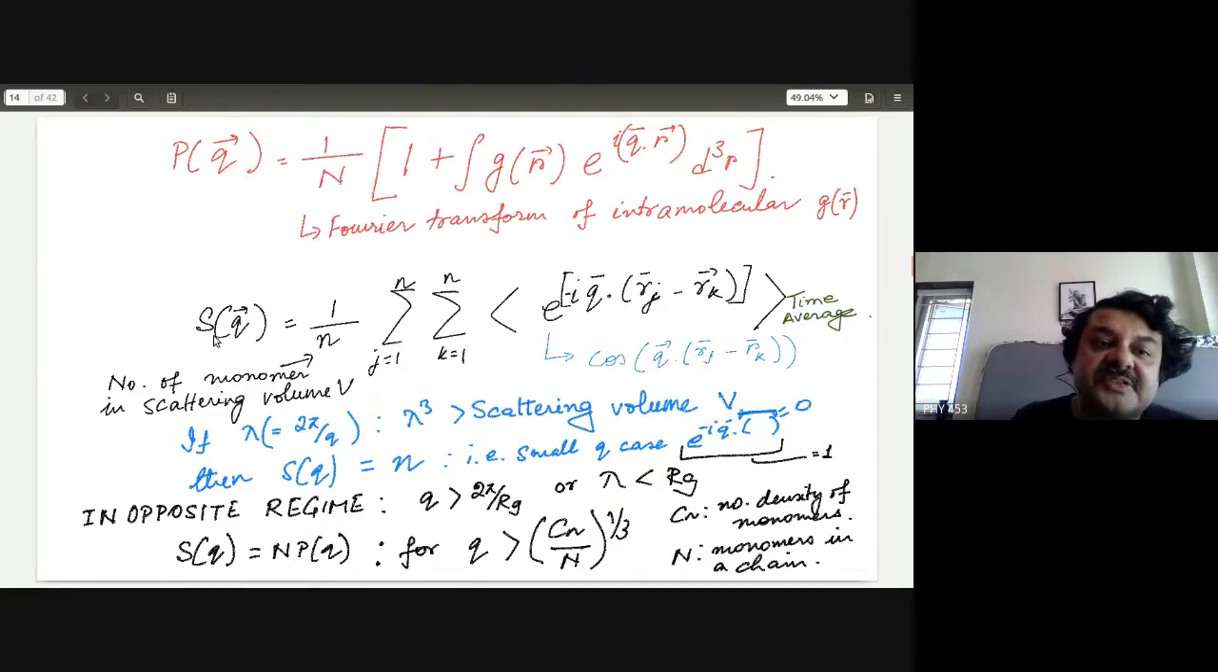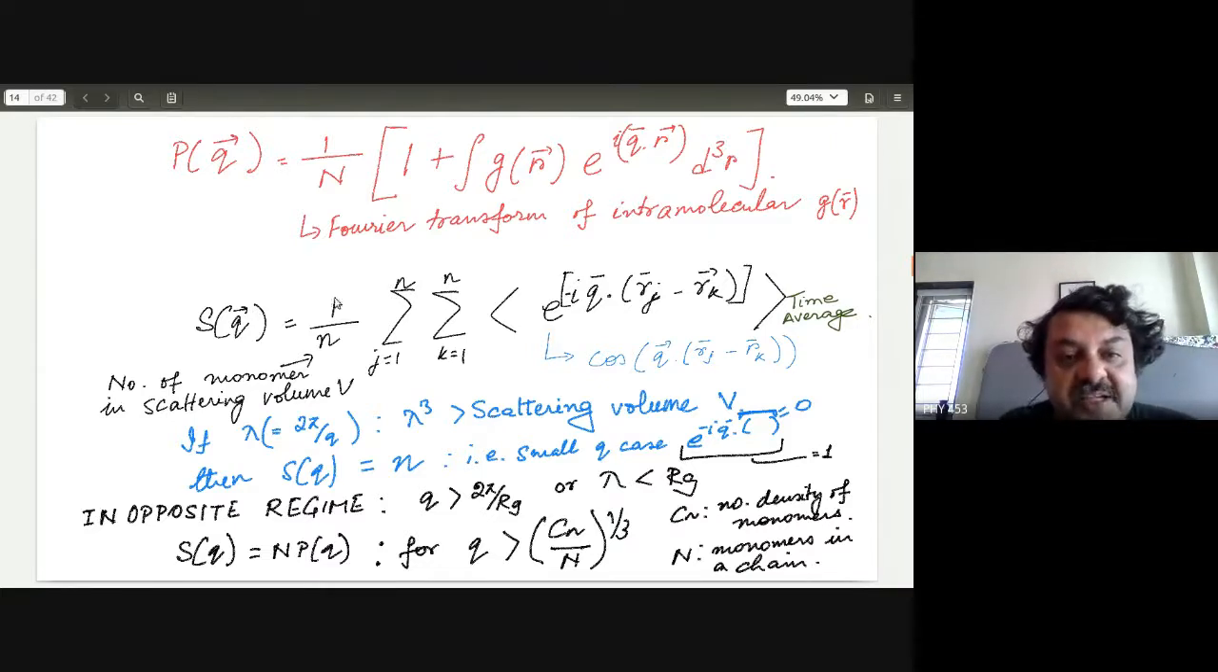Whereas the structure factor, S(q), is defined as 1 by N, where N is the number of monomers in a scattering volume V. You typically refer to the structure factor when you are talking of intermolecular scattering, when you're trying to figure out the conformations, the structure, the g(r) of one molecule versus another, and that's when you typically use S(q). P(q) is intra, S(q) is intermolecular.